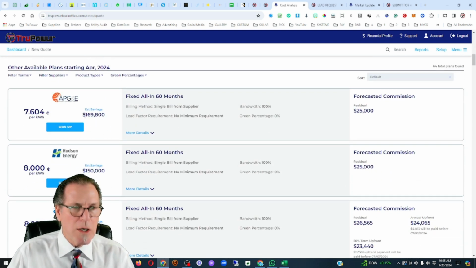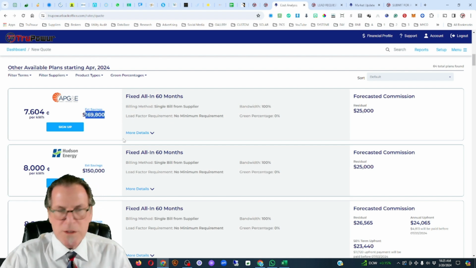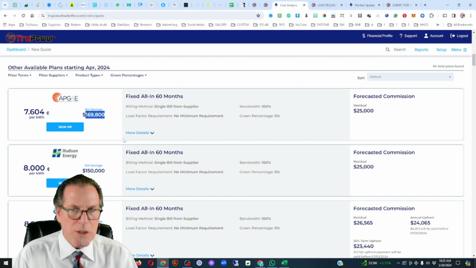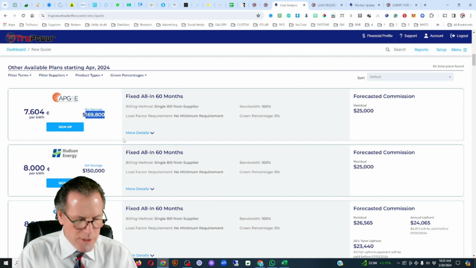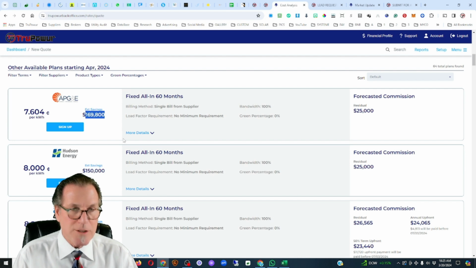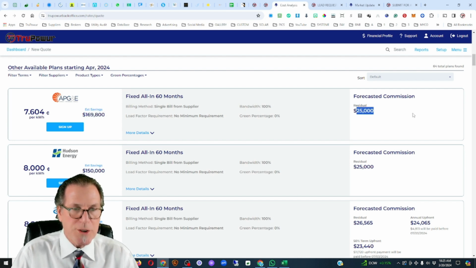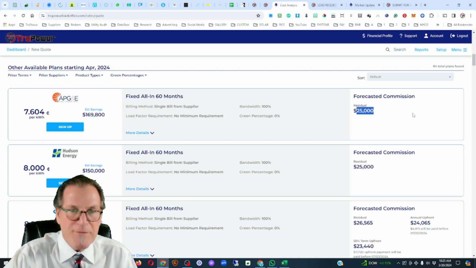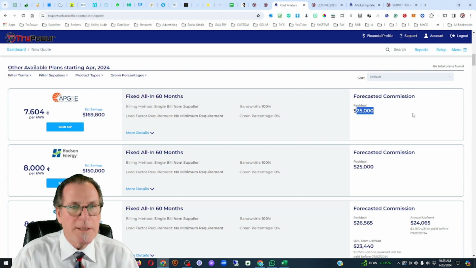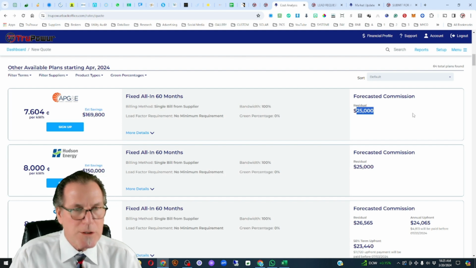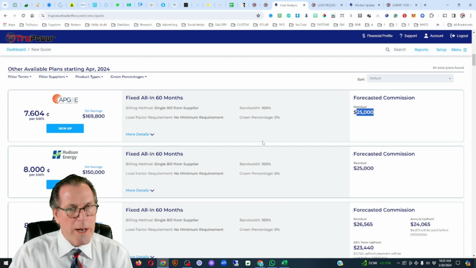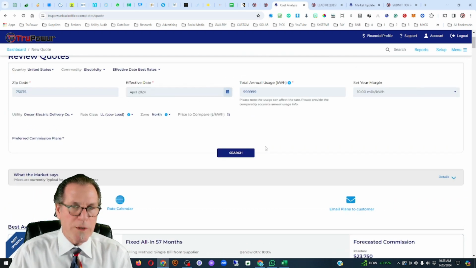So in this instance, if it was $169,000 worth of savings, we're really only looking at 1/3 of the savings. So it would be times 3. So that would be $507,000 worth of savings. And of course, the same could be said for the commission. So rather than being $25,000, that would certainly be $75,000.